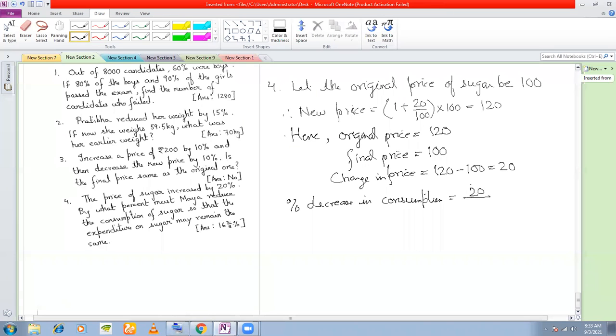20 change divided by original, right? Original is 120 into 100. So this comes out to be 16 2/3%. Clear?